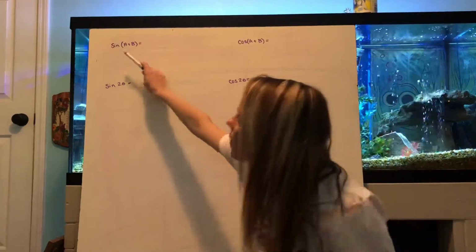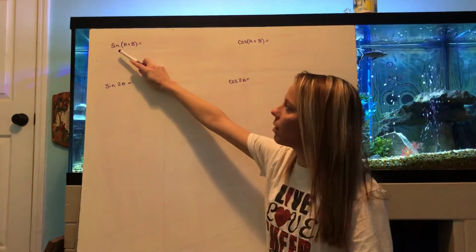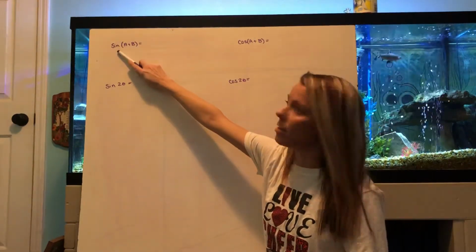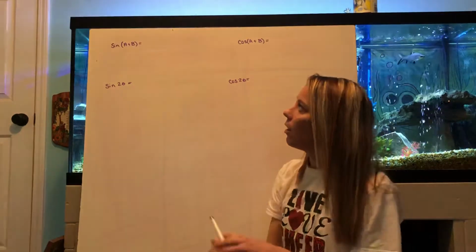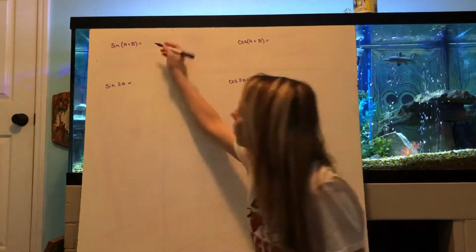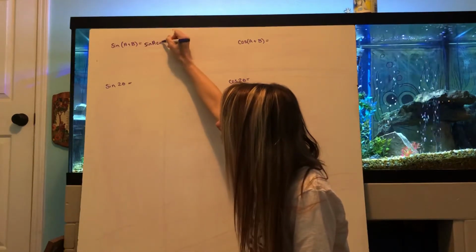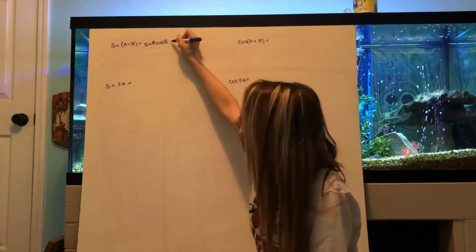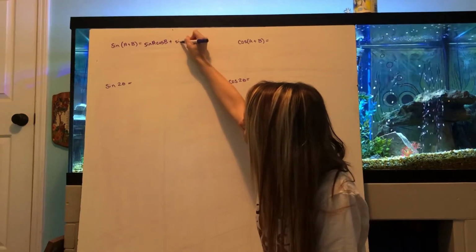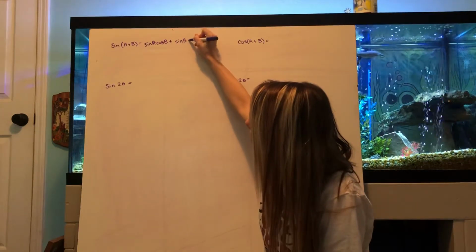So if we have the addition identity, we have sum A plus B. Remember, Sinbad likes to put himself with Cosette, and then he likes to put his brother with her sister.